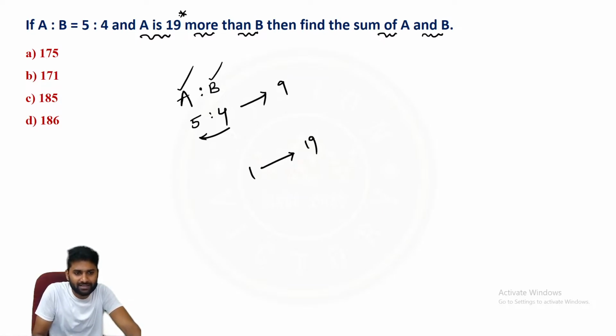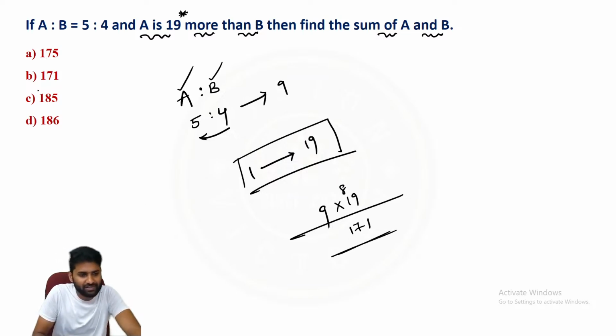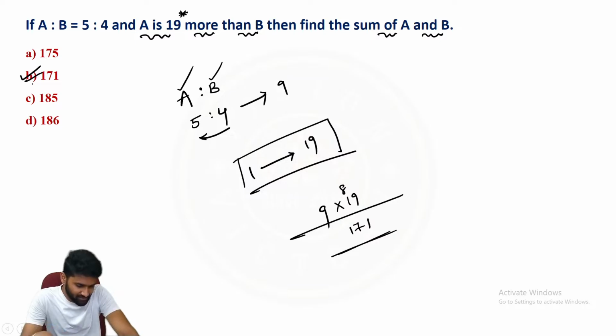So this is the comparison, guys. A is more than B by 1 quantity and 1 quantity is equal to 19. Now what is the sum of the values? So 9 is multiplied by 19, so the total value is 171. Very good, Nana Ramesh. 171 is the correct answer.